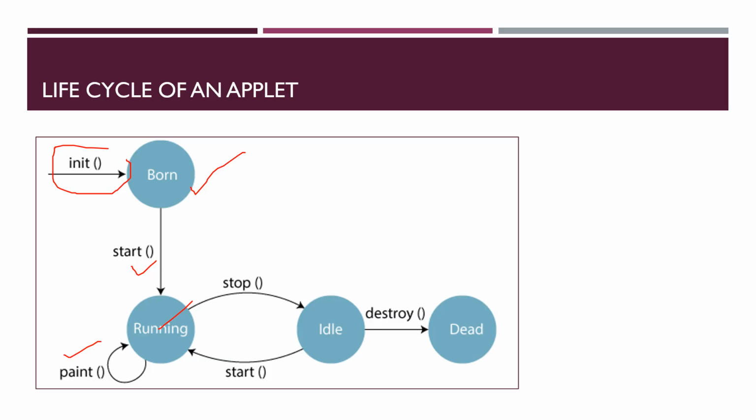This happens whenever the applet becomes active. At this stage, the paint method is also responsible for drawing graphics on the applet screen. Every time the window is resized or refreshed, paint is called to redraw the applet. The next state is the idle state.